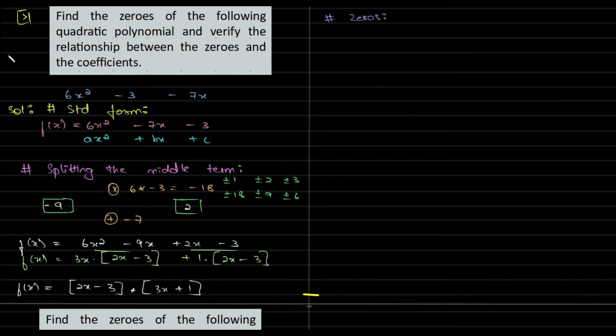To find the zeros, all you have to do is equate 2x minus 3 is equal to 0, and when you solve it, you'll get 3 by 2. Right? And the next one is 3x plus 1 being equated to 0 and x is equal to minus 1 by 3. So therefore your alpha is equal to 3 by 2 while your beta is minus 1 by 3. And the last step, as per the question, is verification. Before that, let's use a graph and check if the answer is right.